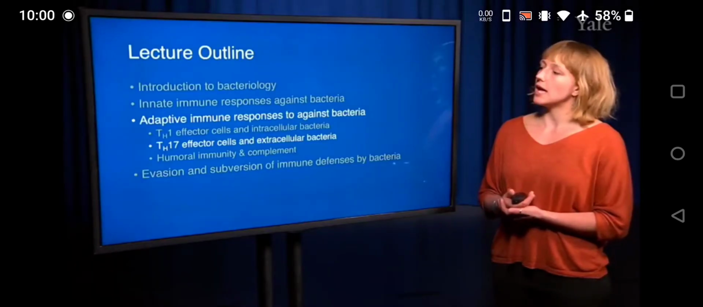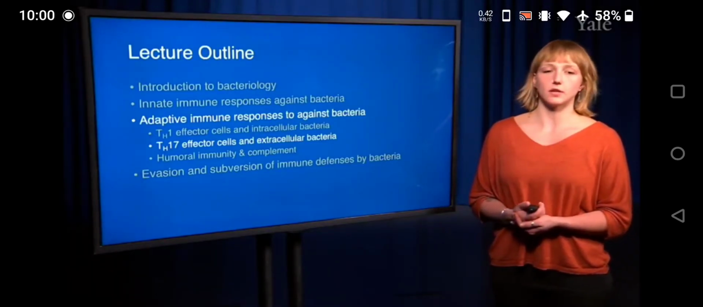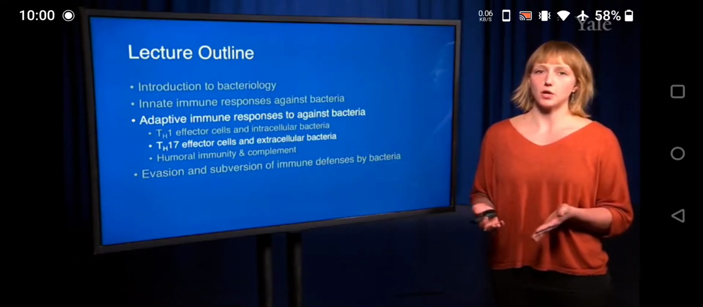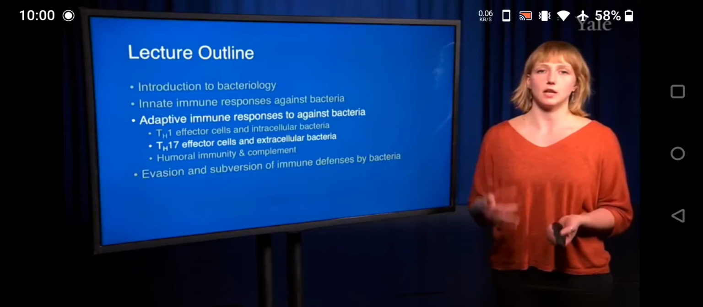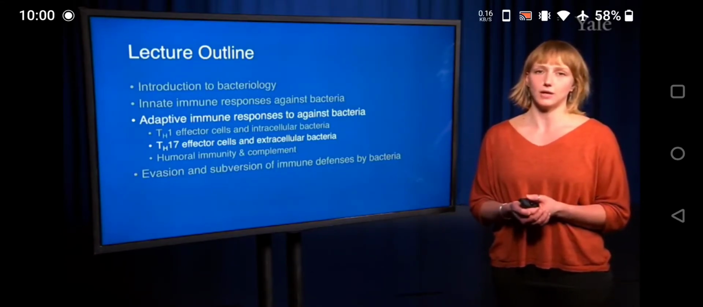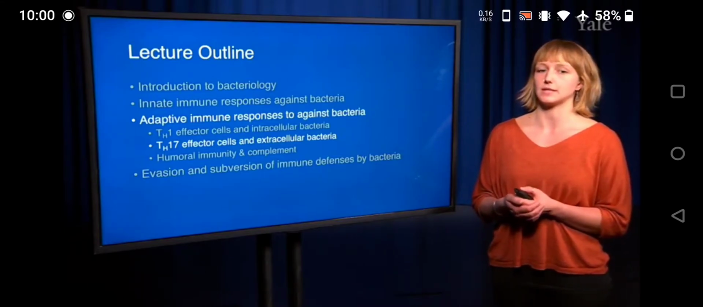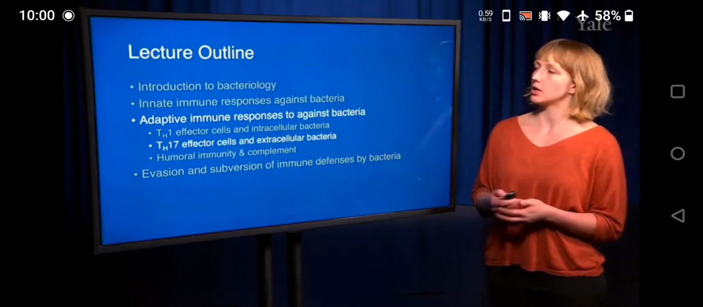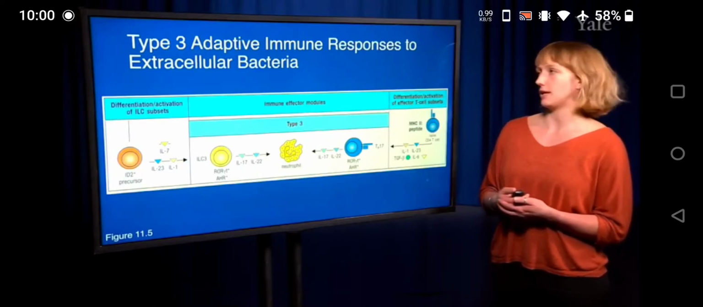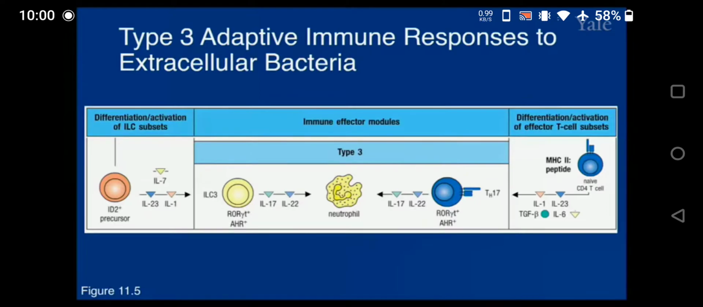Now, Th17 effector cells are critical in the response to extracellular bacteria. As we've talked about, intracellular bacteria and extracellular bacteria need to be battled in different ways as they are located in different components of the host cells in the body. So type 3 adaptive immune responses to extracellular bacteria are dependent on Th17 cells.